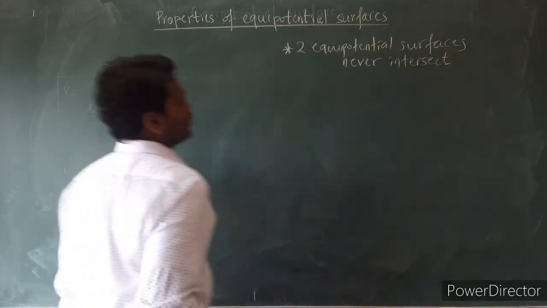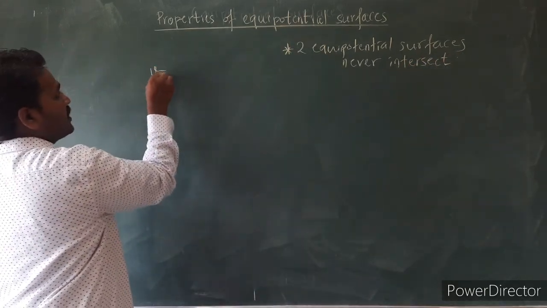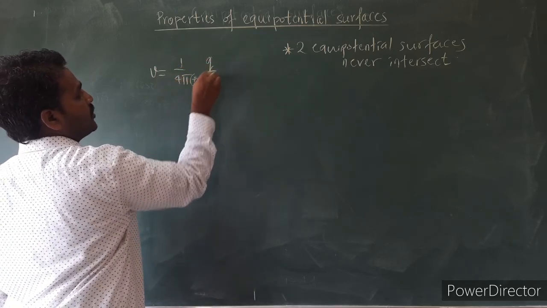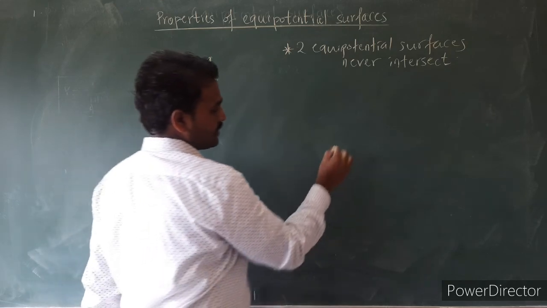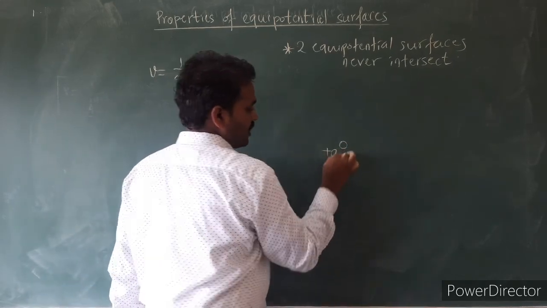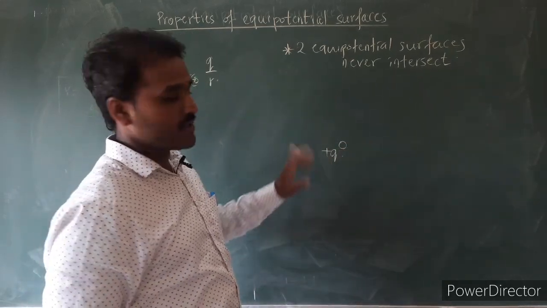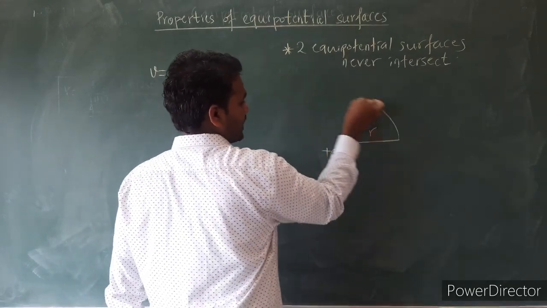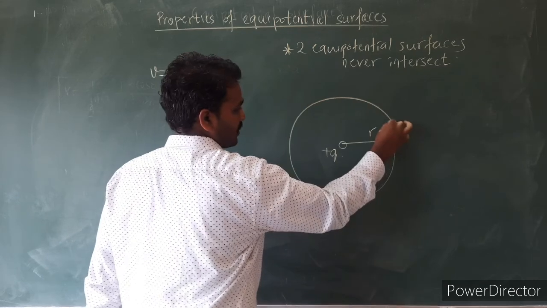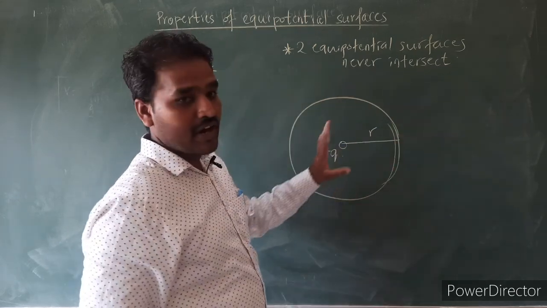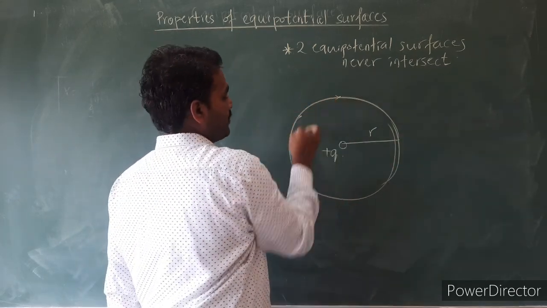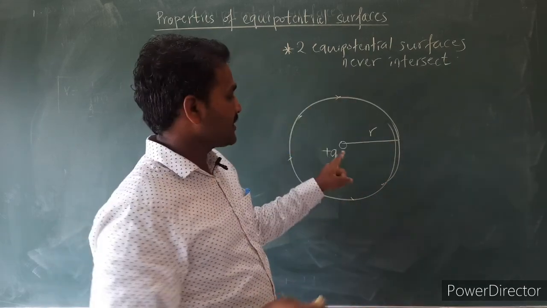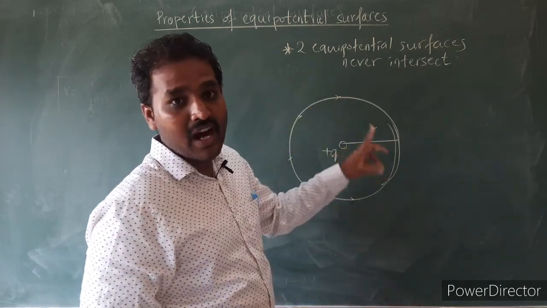As we know, the electrostatic potential V is given by 1 by 4 pi epsilon naught, q divided by r. Let me consider an isolated point charge here. If the magnitude of that point charge is q, let us consider a certain distance r. The spherical surface around that source charge having a radius of r, every point on that spherical surface will be at the same distance of r.